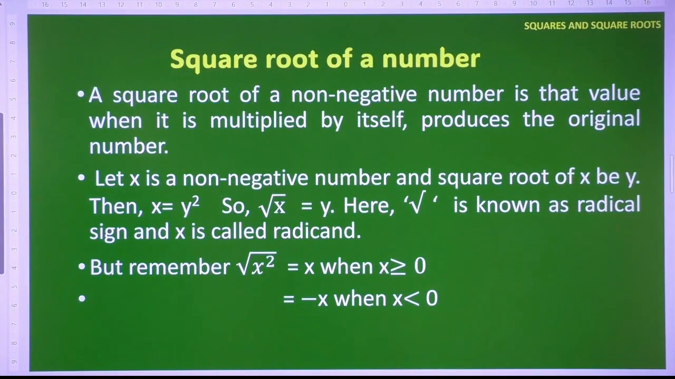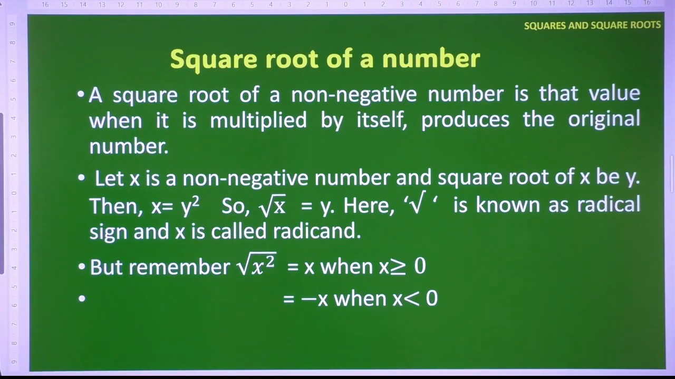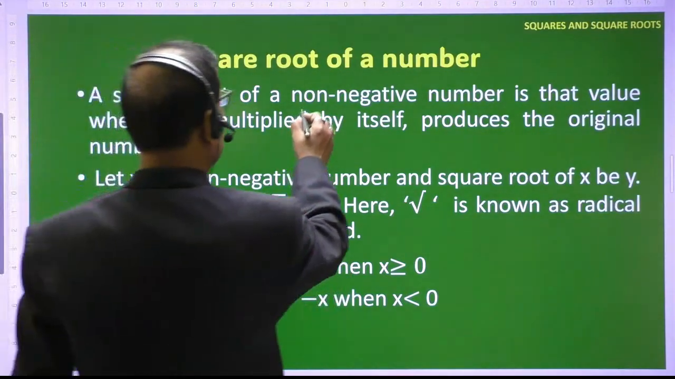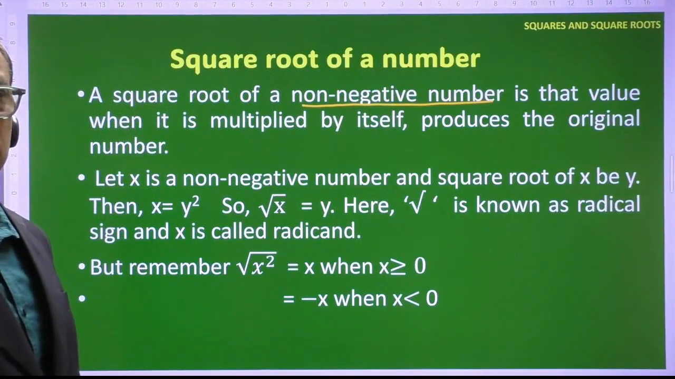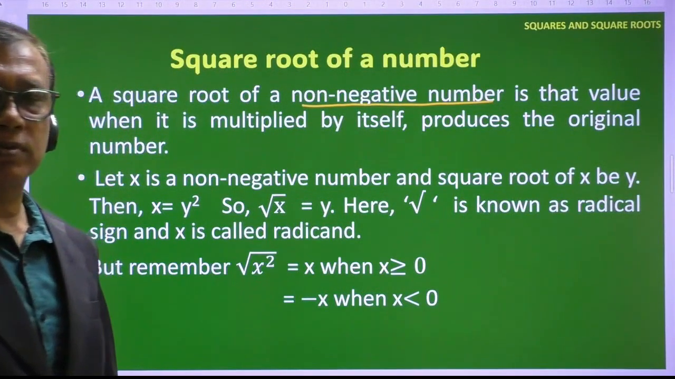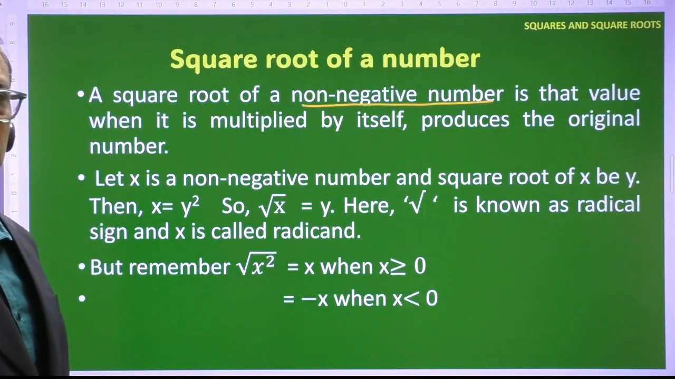How can you find the square root of a number? Or what is the concept of square root of a number? A square root of a non-negative number, be careful here, non-negative number. That means the number whose square root we have to find out should be non-negative. It cannot be negative.